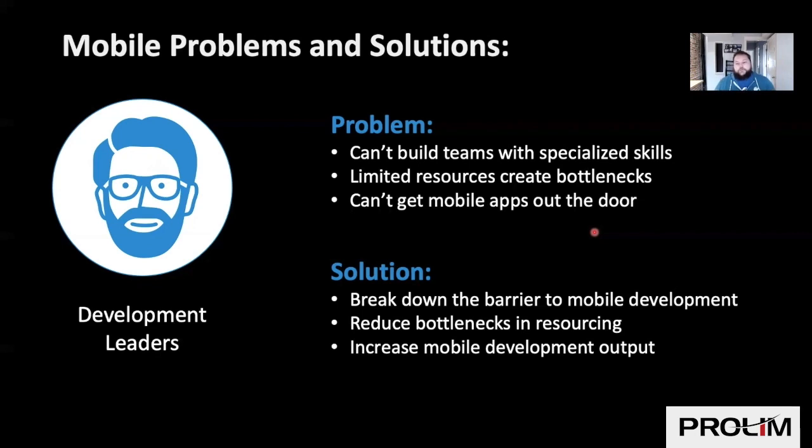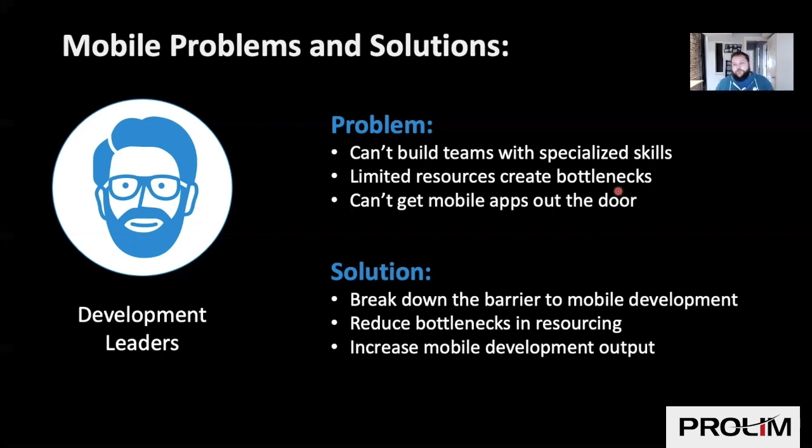And when they do have those specialized developers, they create bottlenecks. There'll be maybe one person who knows how to do this in the development organization, and then the entire backlog of mobile features gets piled up behind them. And so the pain that development leaders experience is that their backlog of mobile features and general development functionality is just piling up and ever increasing, and they can't seem to get their mobile solutions out the door, which is fundamentally what their job is as the leader of the development organization.